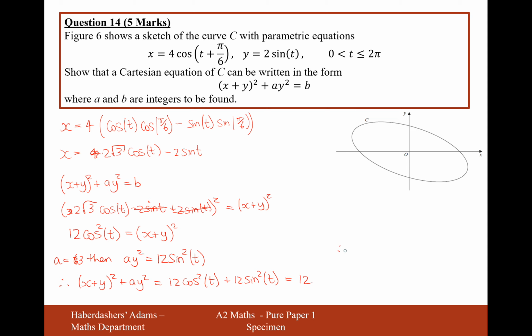So there we are then. So therefore a is equal to 3 and b is equal to 12.